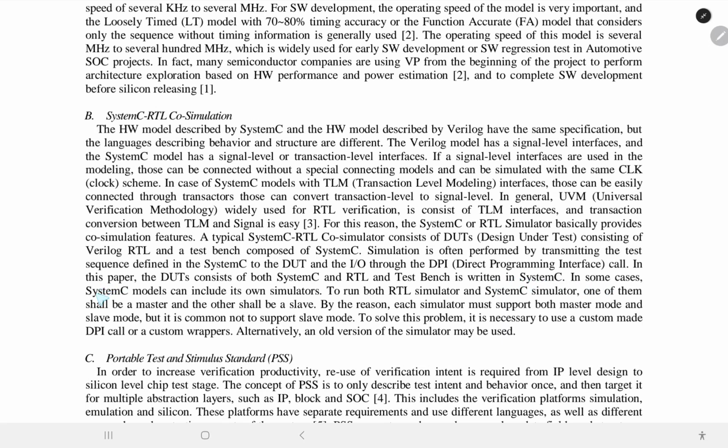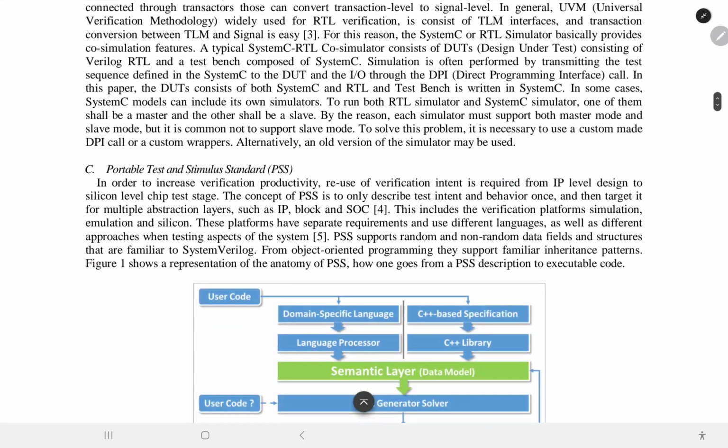In some cases, SystemC models can include their own simulator. To run both the RTL simulator and the SystemC simulator, one of them shall be master and the other shall be slave. For this reason, each simulator must support both master mode and slave mode, but it is common not to support the slave mode. To solve this problem, it is necessary to use a custom-made DPI core or a custom wrapper. Alternatively, an old version of the simulator may be used.